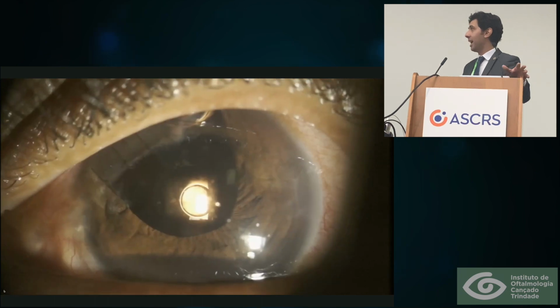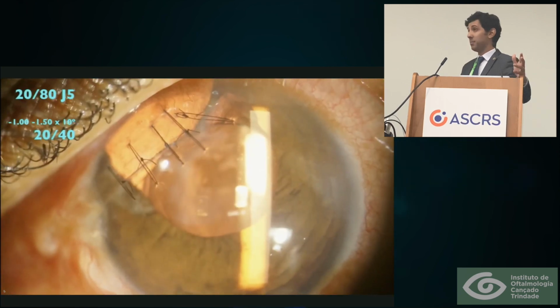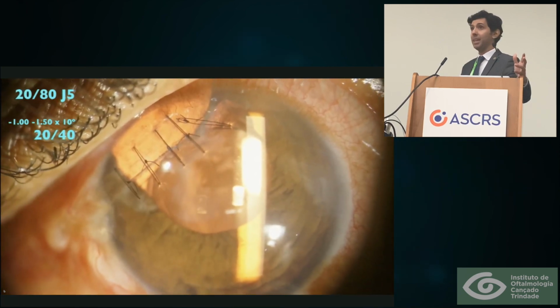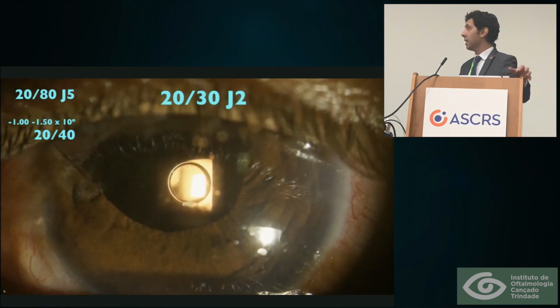And after that, he reported an amazing improvement in visual quality, and most importantly, he reported an increase in comfort, in visual comfort. And this conflict between an abnormal eye and a totally normal eye vanished, or at least reduced. And here he achieved the 20/30 J2 uncorrected vision.